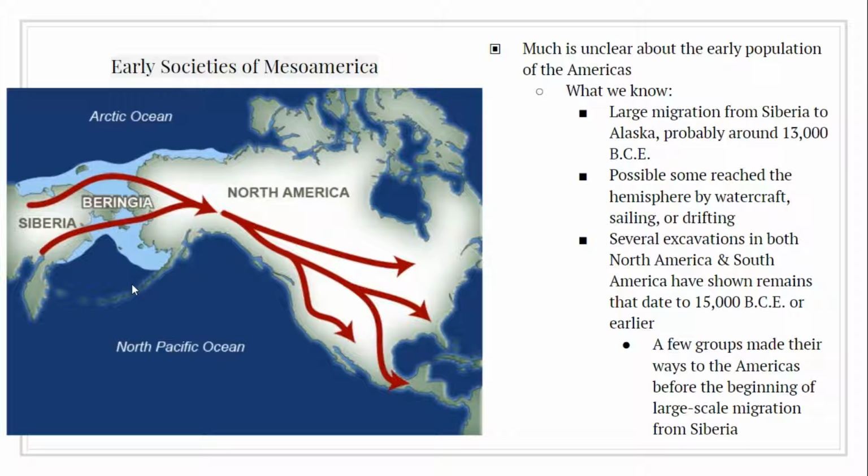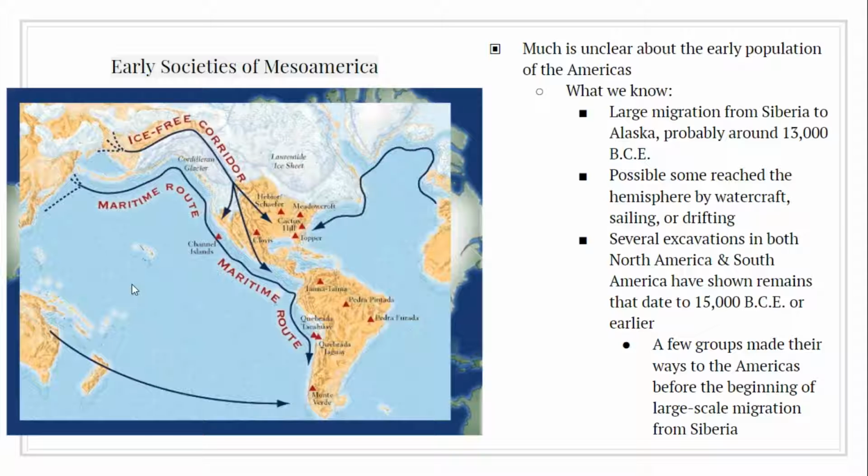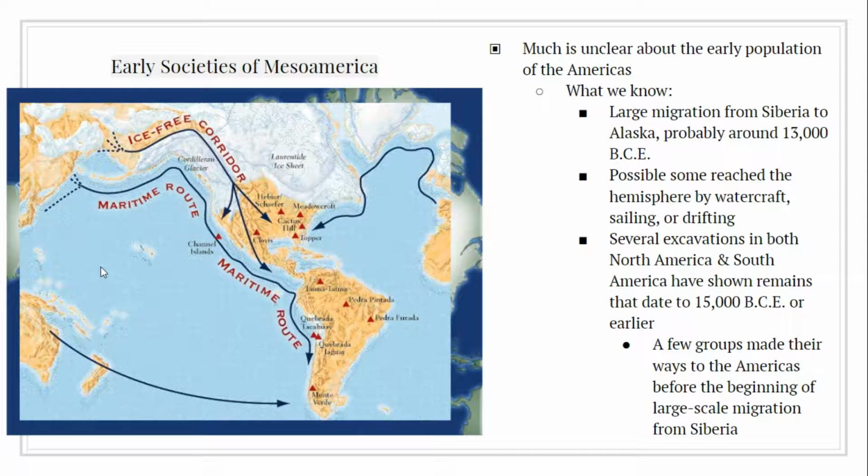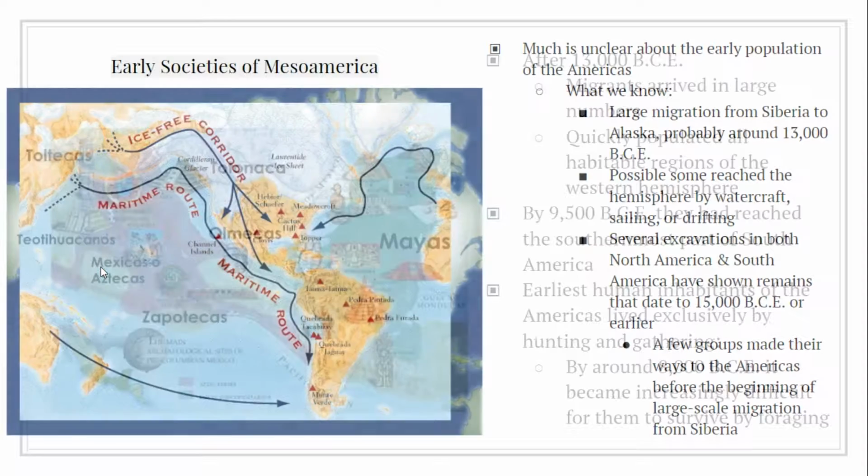There's also another possibility that some individuals reached the Americas by watercraft, by sailing and navigating the seas, or by just drifting across the waters. This is what this image is supposed to indicate. There could have been some sailors from present-day Australia, Indonesia, perhaps China and Japan. Several excavations in both North and South America have shown remains that date to 15,000 BCE or earlier, which shows that a few groups most likely made their way to the Americas before the big mass migration from Siberia. So that's what we know about the early Mesoamerican societies.